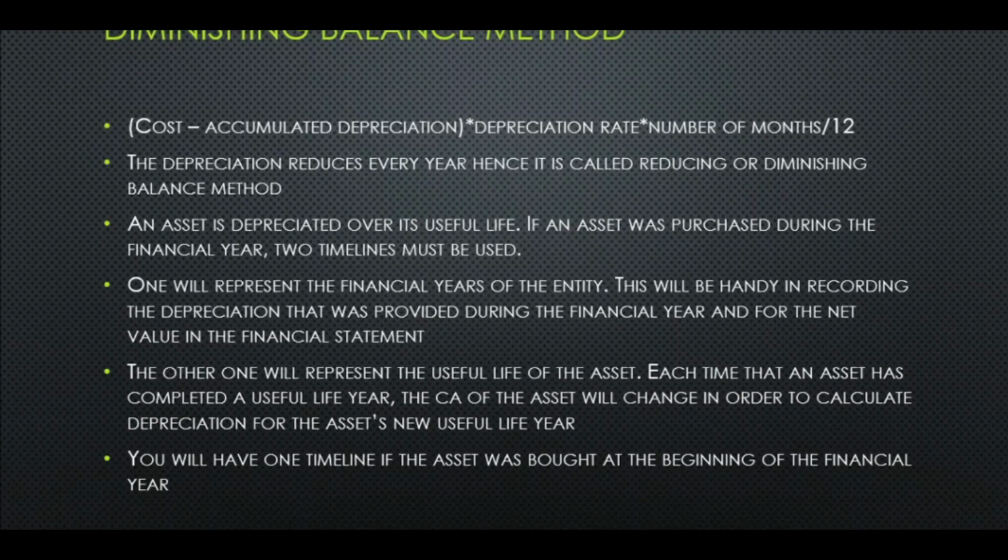If an asset was purchased during the financial year, two timelines must be used. One will represent the financial years of the entity. This will be handy in recording the depreciation that was provided during the financial year and for the net value in the financial statement. The other one will represent the useful life of the asset. Each time that an asset has completed a useful life, the carrying amount of the asset will change in order to calculate depreciation for the asset's new useful life year. You will have one timeline if the asset was bought at the beginning of the financial year.